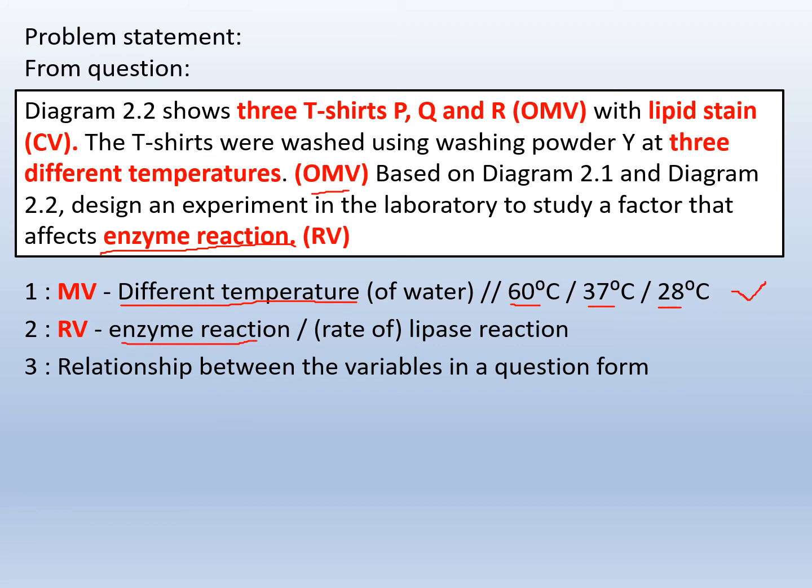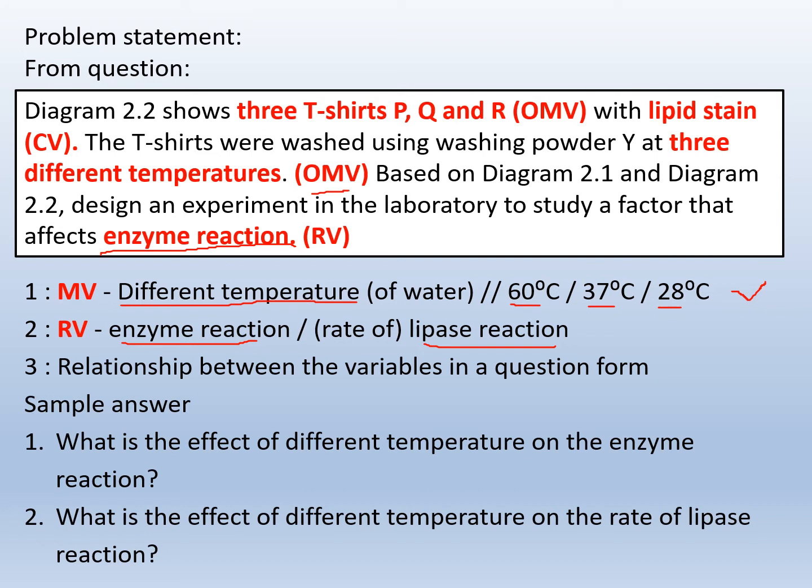RV is enzyme reaction, or you can write lipase reaction also can, because the stain is lipid, so the enzyme must be lipase. And number 3, the relationship between the variables in question form. Must write in question form. The simple answer is, what is the effect of different temperature on enzyme reactions? Based on the MV and RV. Example number 2, what is the effect of different temperature on the rate of lipase reactions?